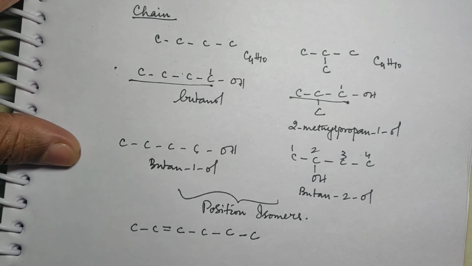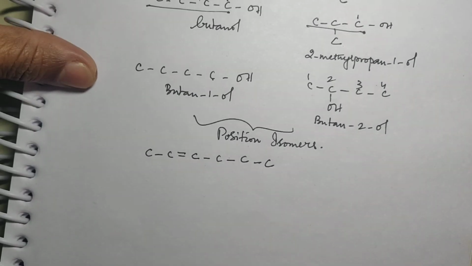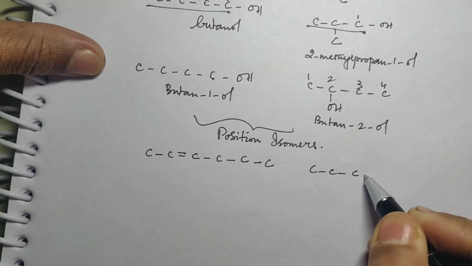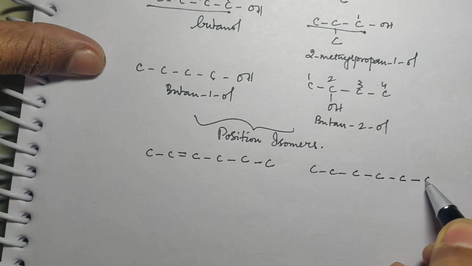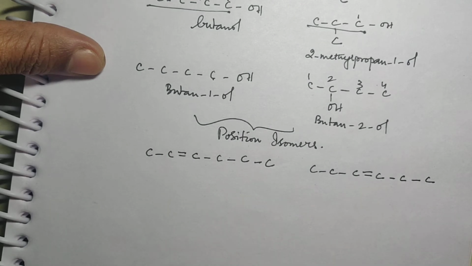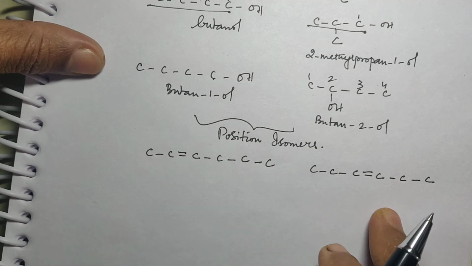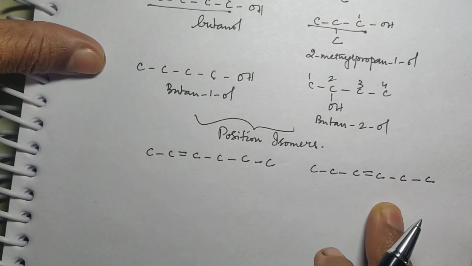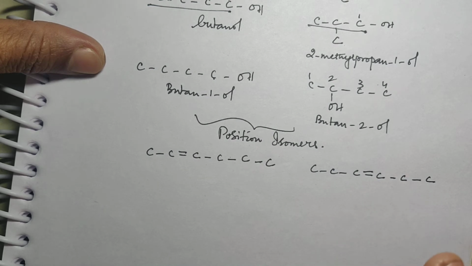Okay, so here it is. The position of double bond is between 2 and 3, and if the position of the double bond is between 3 and 4, then this is also coming under position isomerism. This is hex-2-ene, this is hex-3-ene. Okay, they are also position isomerism.